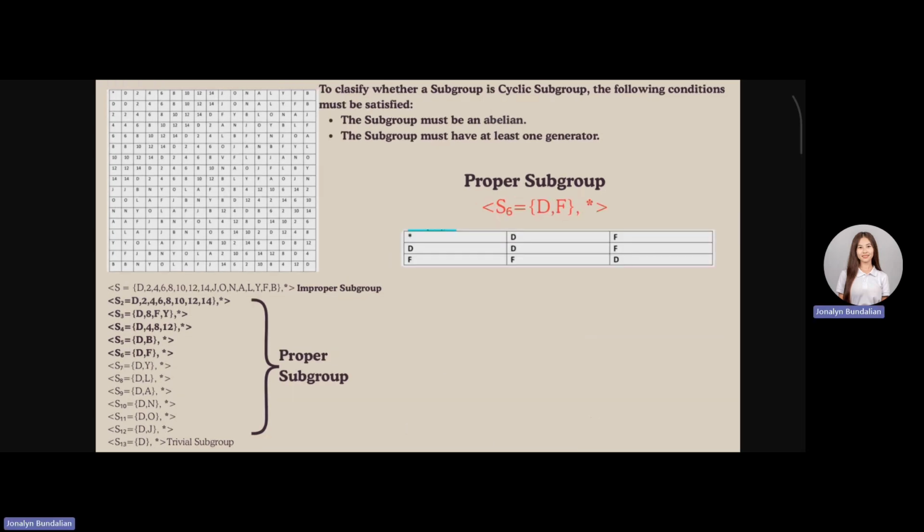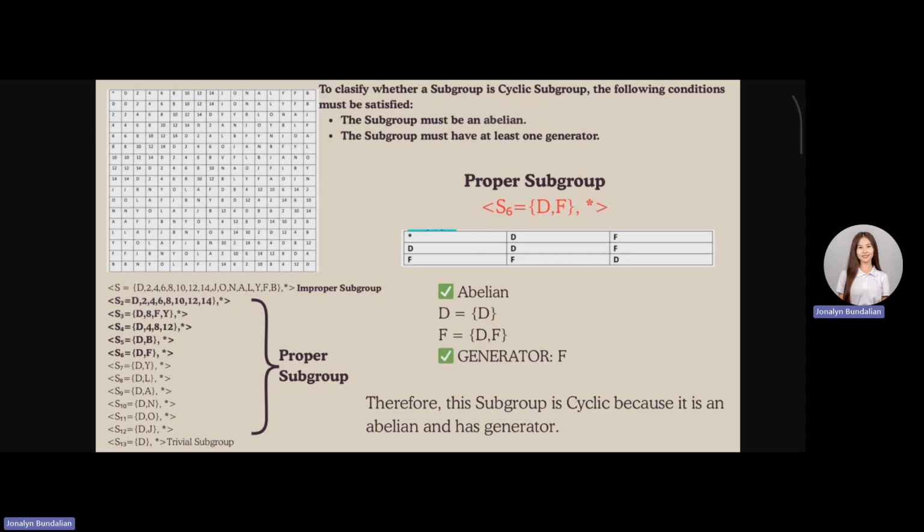So next, S sub 6 is equal to D, F, and we will check if it is abelian and has at least one generator. So the S sub 6 is abelian.